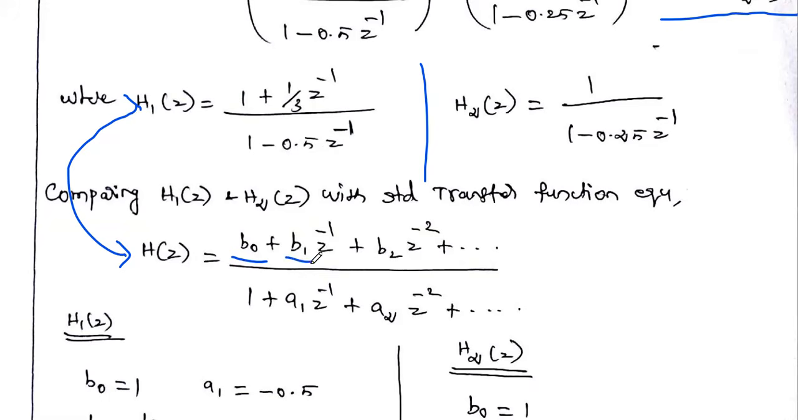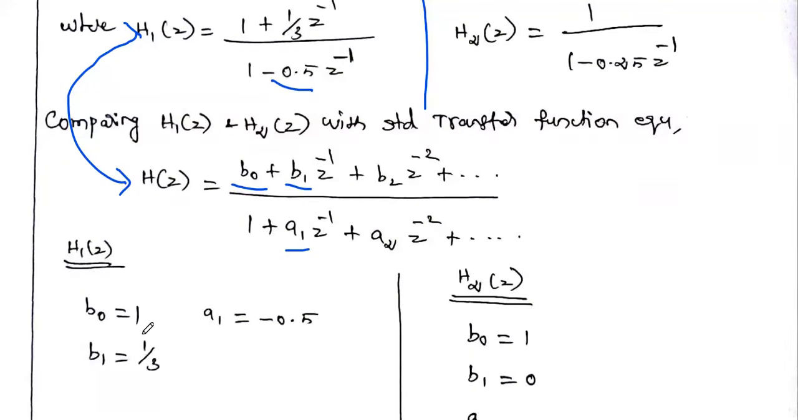What is the value of b1? It is 1 by 3. So the remaining all coefficients are 0. Similarly, in the denominator, 1, 1, then A1, the A1 value is minus 0.5. So when we are comparing these two, we will get B0 is 1, B1 is 1 by 3, and A1 is minus 0.5.